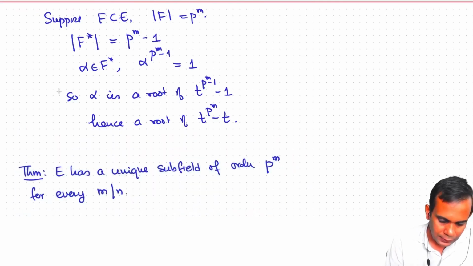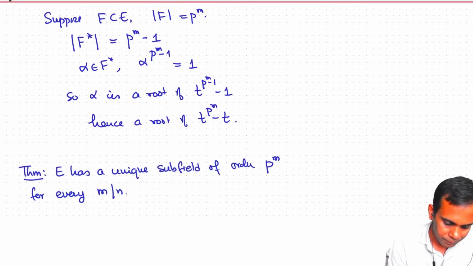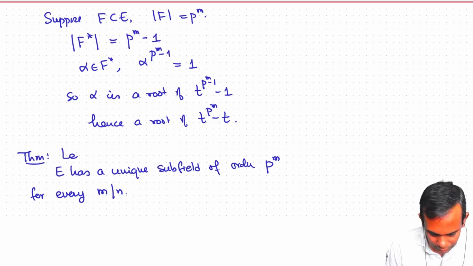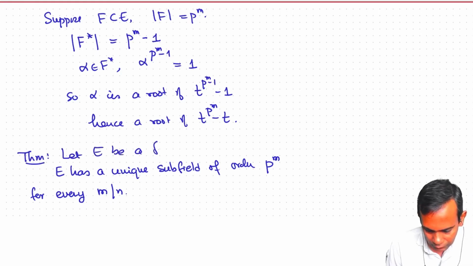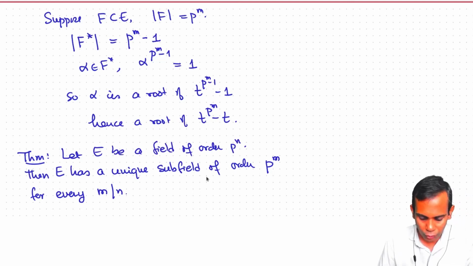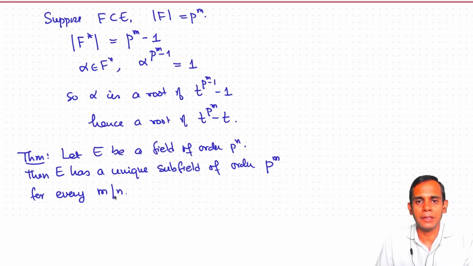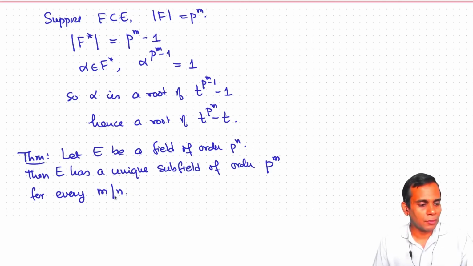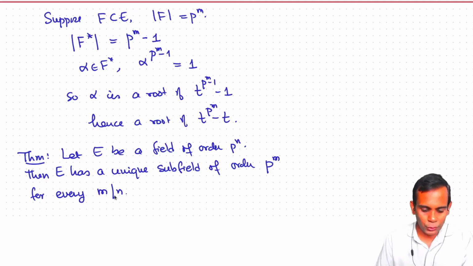So maybe I should say here, suppose E is a field of order p to the n. Then E has a unique subfield of order p to the m for every m dividing n. So we know exactly what the subfields of a finite field are. Let me illustrate with a picture some fields of even order.